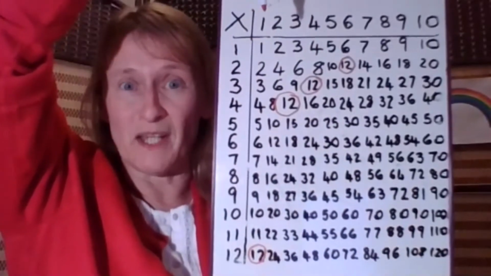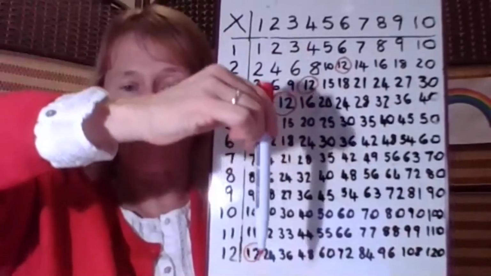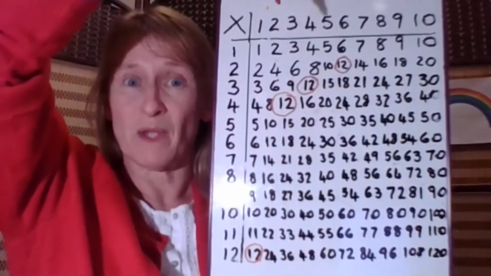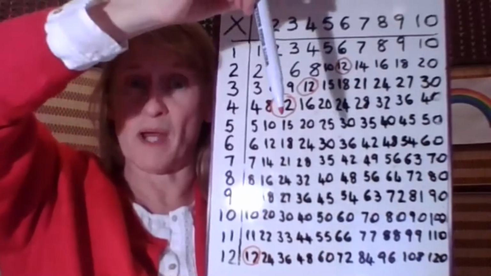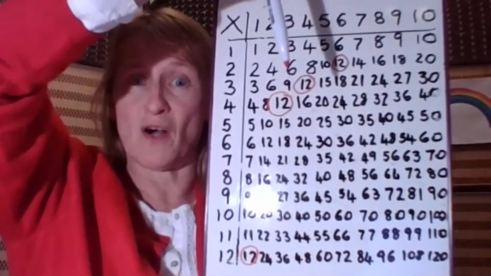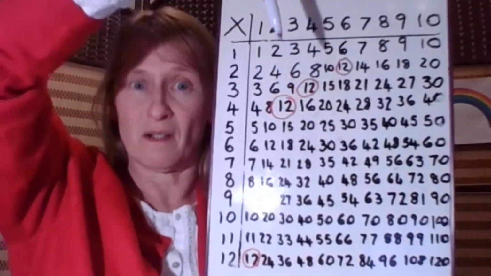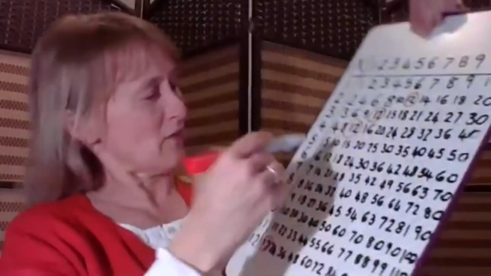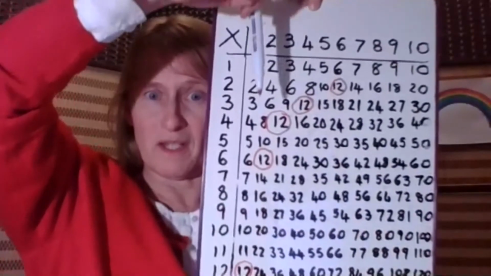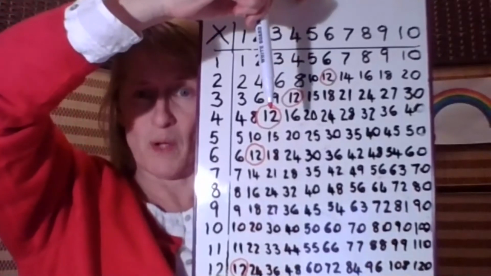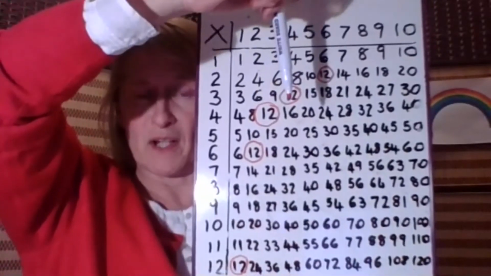Just have a look. Which times table is 12 in? It's in your 1 times table, so 1 is a factor of 12. 2 is a factor of 12 because it's in the 2 times table. 3 is a factor of 12. There it is. There, I've missed one out, haven't I? Sorry, there. So 2 is a factor of 12. There it is. 3 is a factor of 12. 4 is a factor of 12.